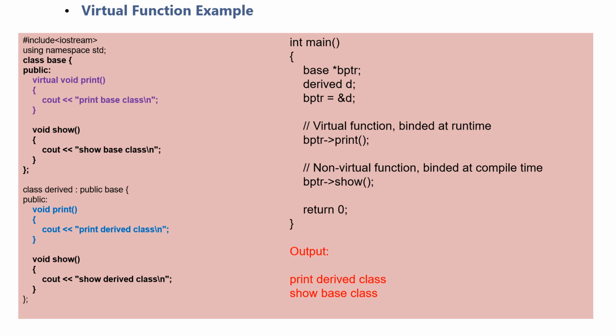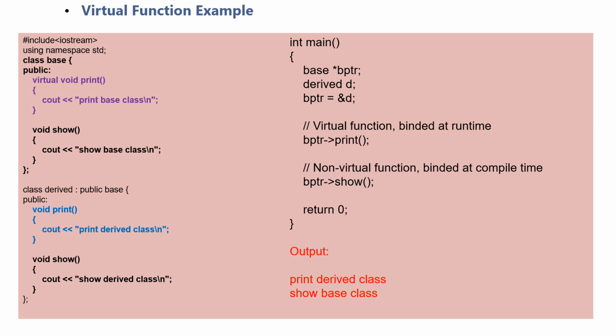In the main function, we create a pointer bptr of type base. We create an object d of type derived. We assign the address of the d object to the bptr pointer. Here, this is the thing. So we call the print function using the bptr pointer.